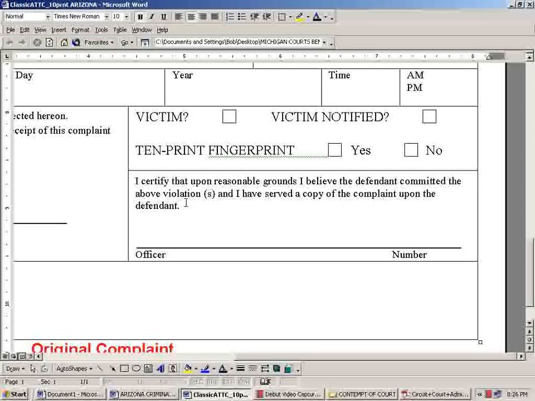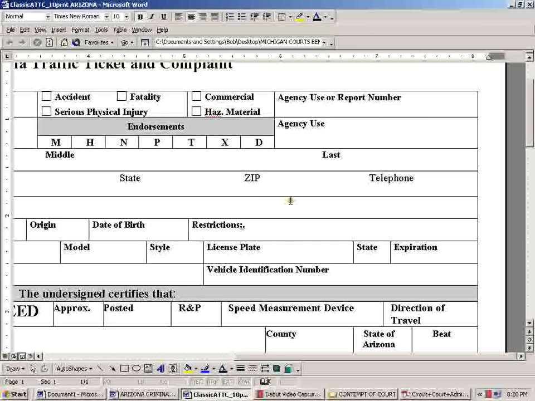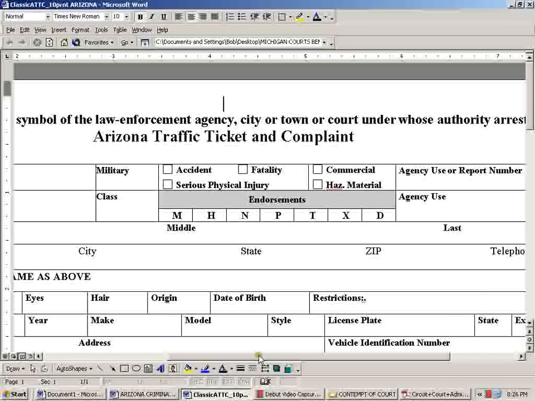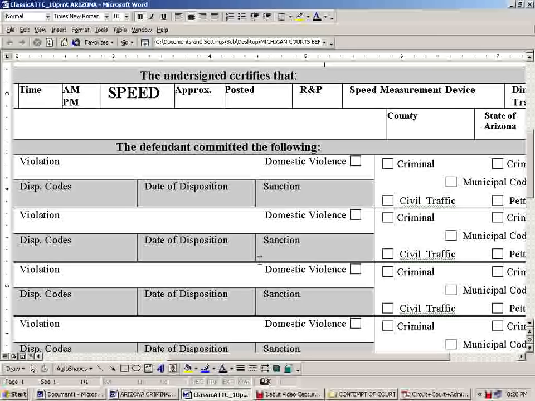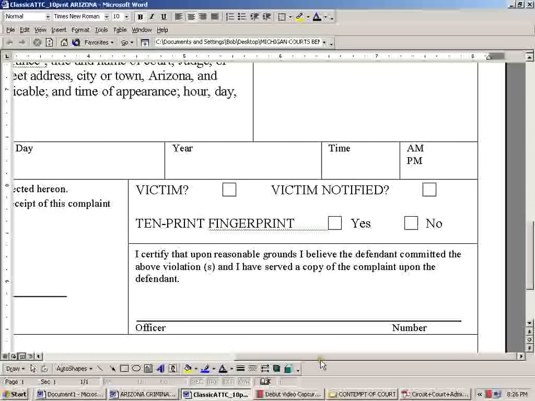Now there's a law that goes along with this. This is like a uniform or universal ticket. And in the law it says they can change the wording on this, but they need to be careful because it could be that they're going to make it invalid. And I think that's exactly what they did right here. This right here just made it invalid.